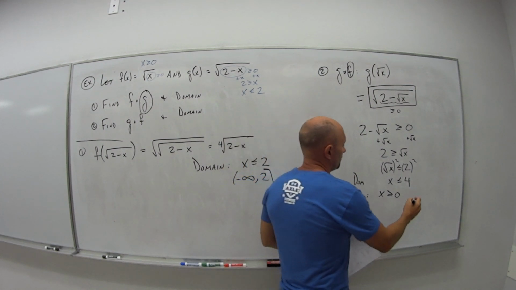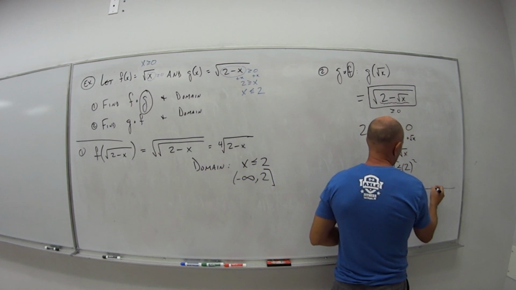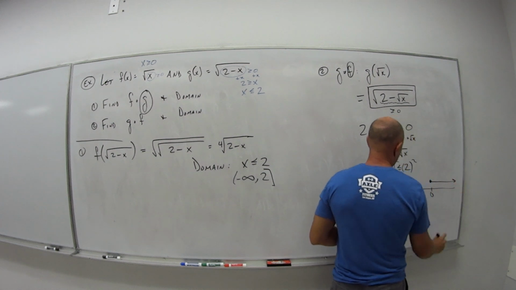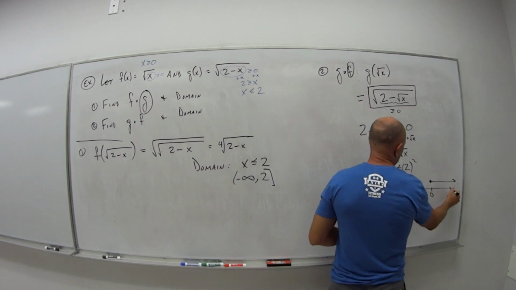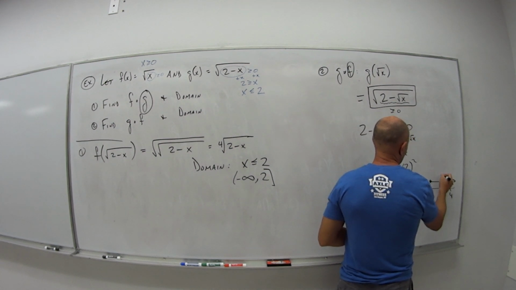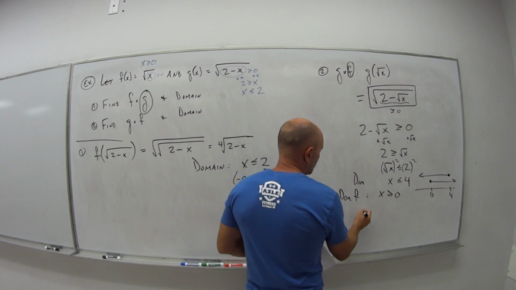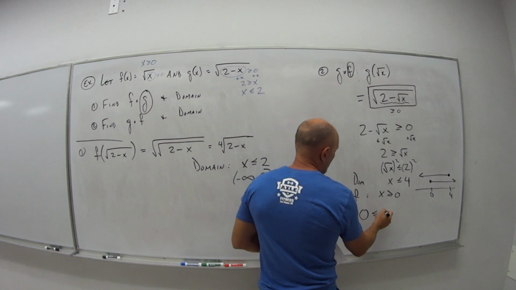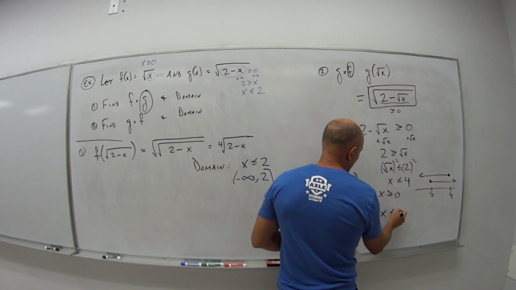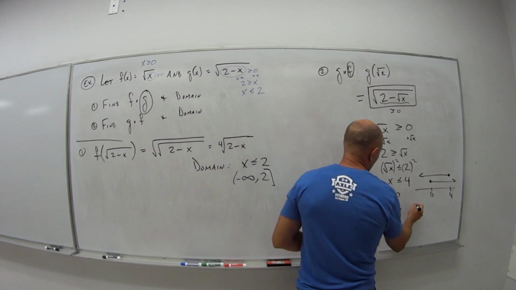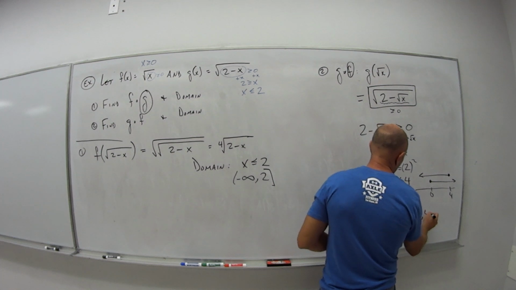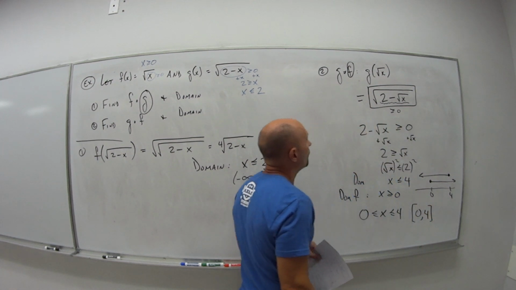So the intersect of these is what? F is 0, it includes it, goes up to infinity. This one is 4, includes it, but goes to negative infinity. So the intersect is what? The intersect is from 0 up to 4. Or if we want to put it in interval notation, 0 up to 4.